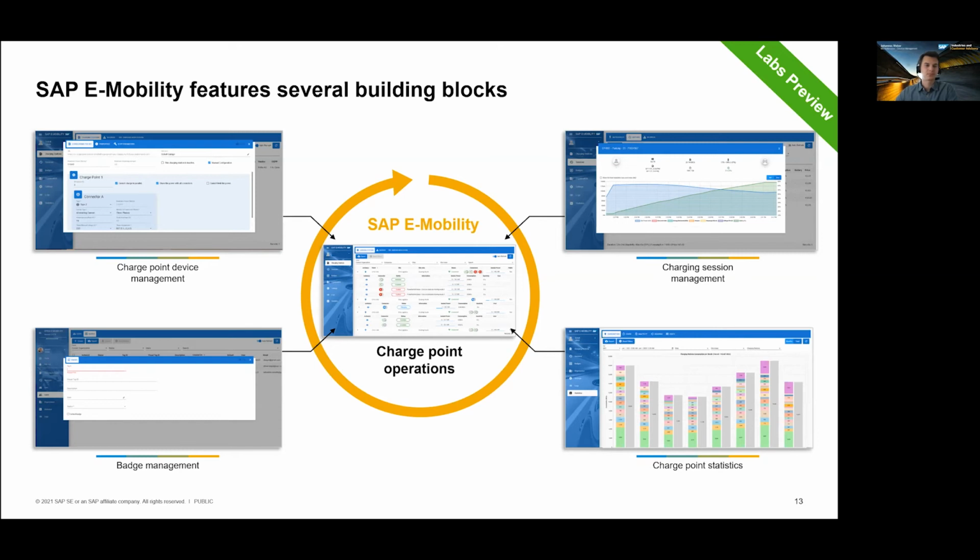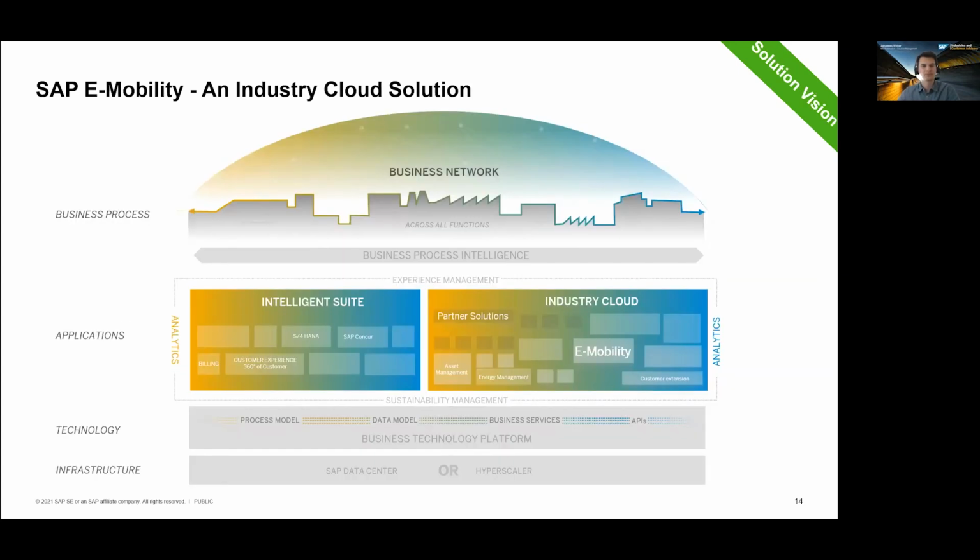Last but not least, the Chargepoint statistics give you a detailed overview and insights into the session history of the charging sessions. This includes the overall consumption in kilowatt hours, the usage in hours, inactivity of charging stations, costs, and much more. SAP E-Mobility thereby constitutes the basic software puzzle piece of connecting the charging station as physical hardware to the business processes around charging an electric vehicle.